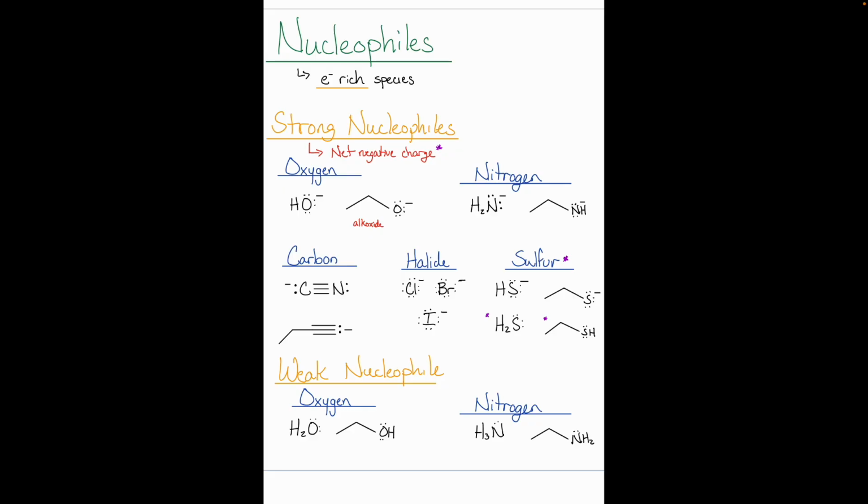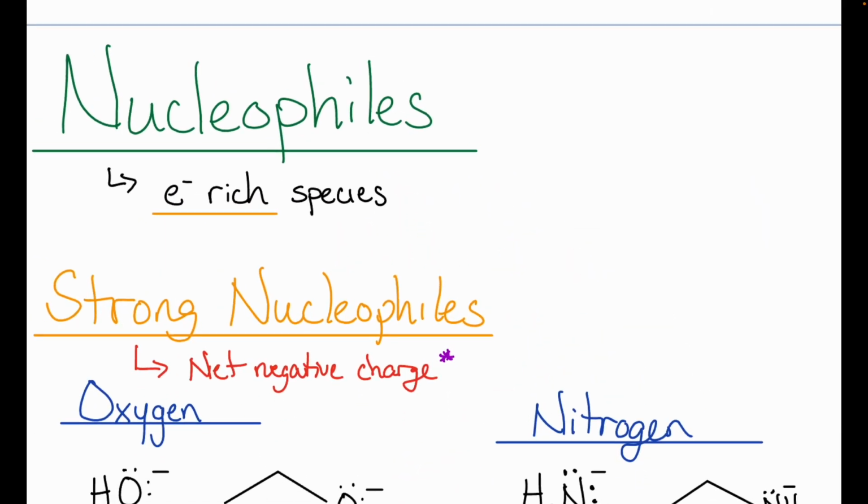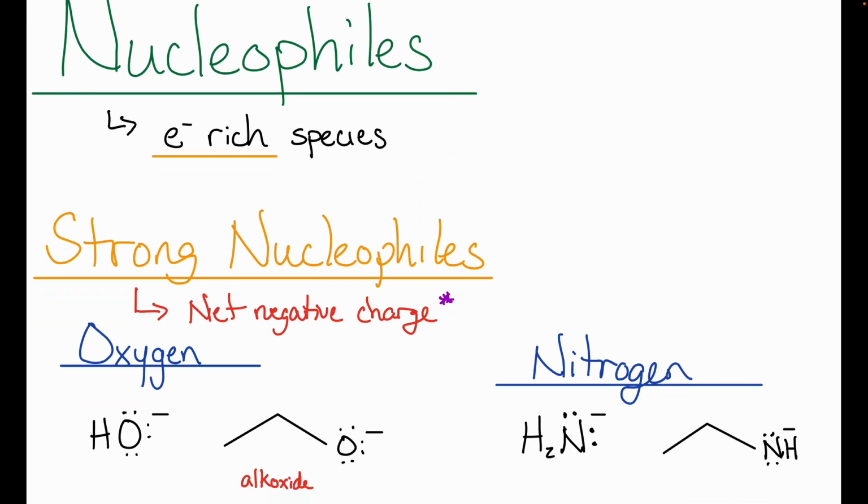So instead, we want to be able to look at what we're seeing in our balanced chemical equation and reason through what's going to be playing what role, all right? So let's start by reviewing what we talked about with nucleophiles. Nucleophiles were these electron-rich species, right? That's what it means to be a nucleophile, is to have a ton of electron density.